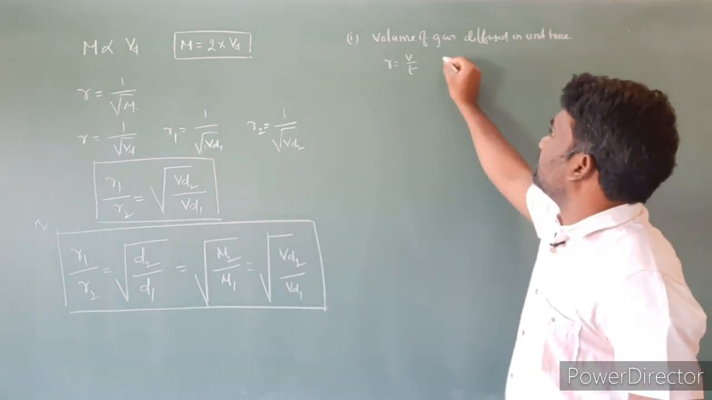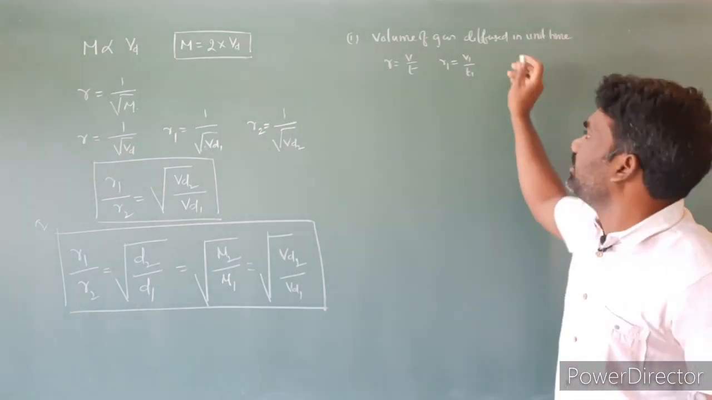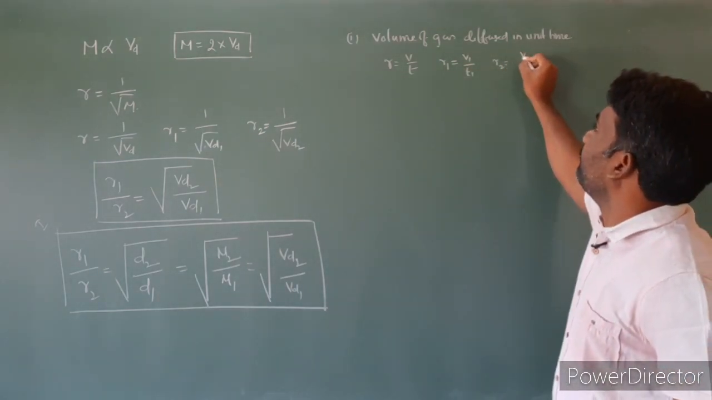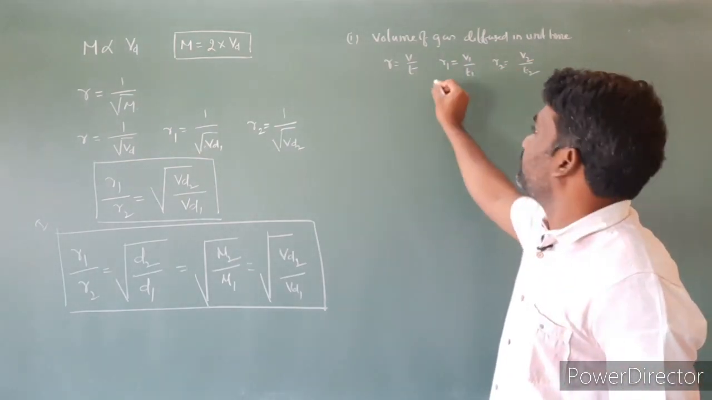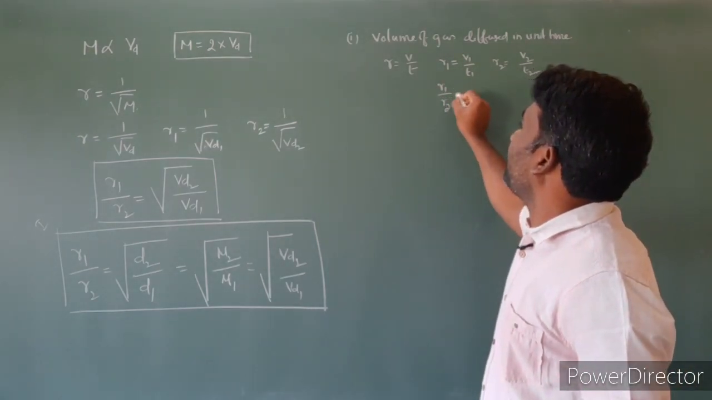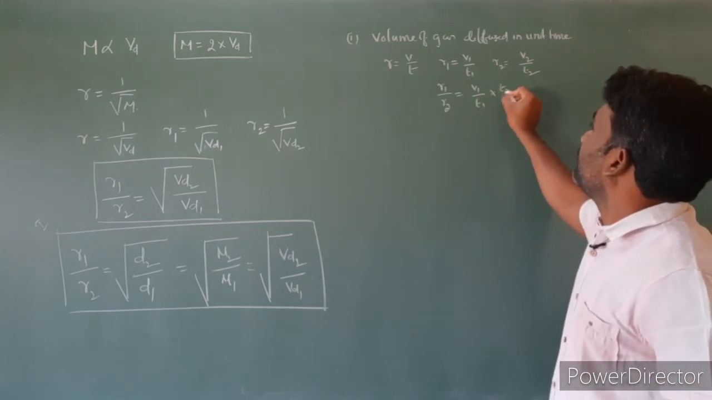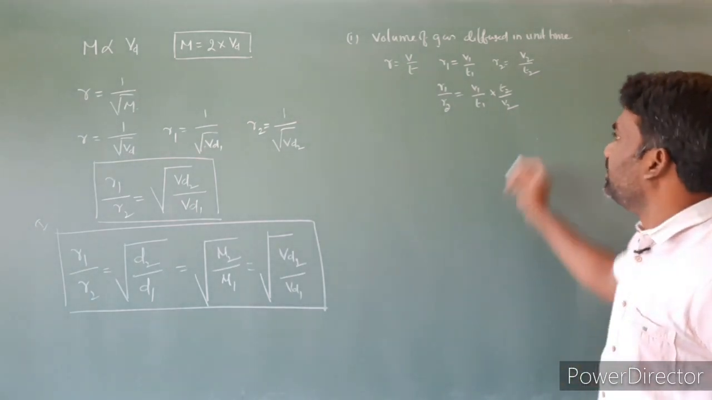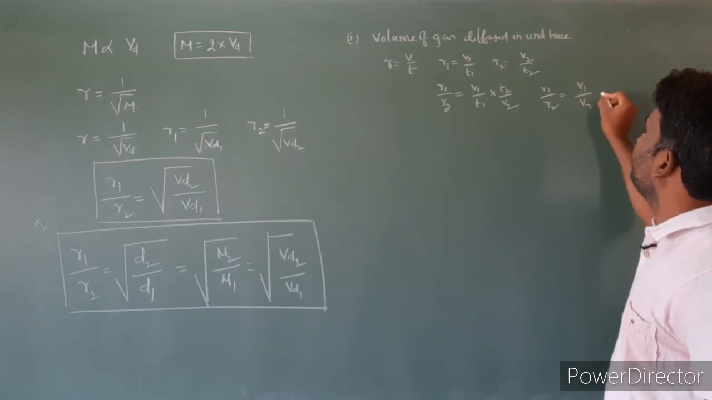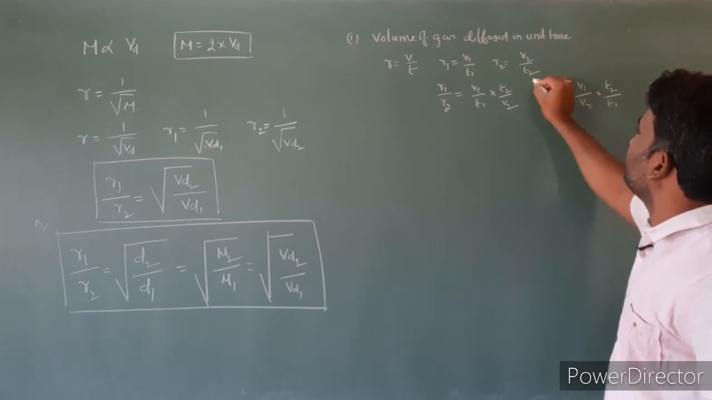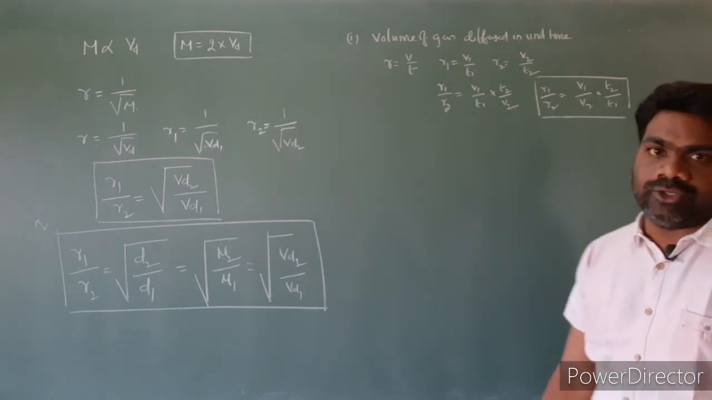So we can take two different cases. R1 is equal to V1 by T1, isn't it? Then R2 is equal to, what is the formula we get? V2 by T2, isn't it? Then we have to take R1 by R2. R1 by R2 is equal to V1 by T1 into T2 by V2, isn't it? Then, rearranging the equation, R1 by R2 is equal to V1 by V2 into T2 by T1. This is the first formula, for volume of gas diffused in unit time.